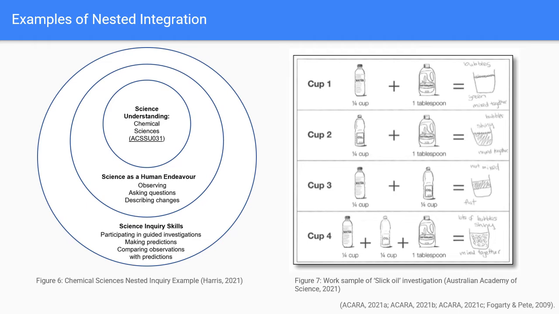For example, part of this inquiry could include a hands-on experiment where students work together to mix predetermined combinations of water, detergent, and oil. To explicitly make links to the science as a human endeavour strand, students could ask questions and observe and describe changes throughout the experiment.